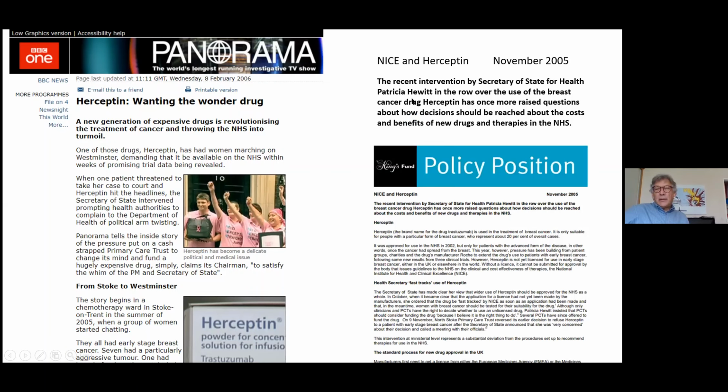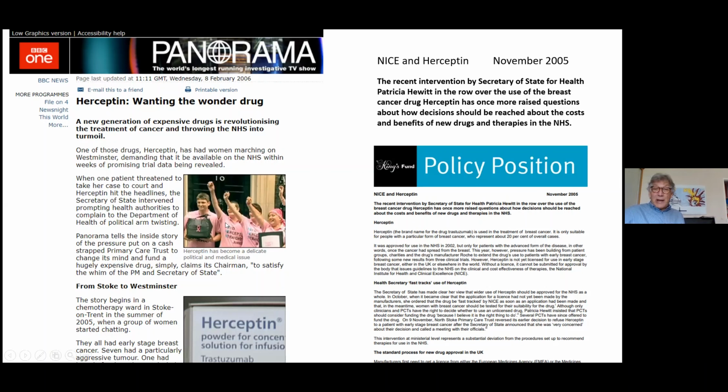Because when the National Institute of Clinical Excellence, who reviews the clinical data and decides whether or not the National Health Service, the Social Security system, should pay for this drug, reviewed it, they said that it was not valuable in early stage breast cancer and should only be used in late stage breast cancer.